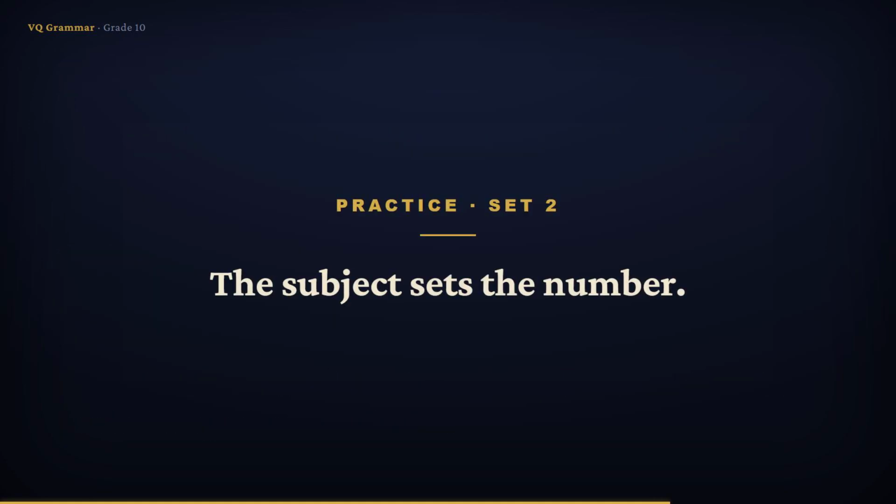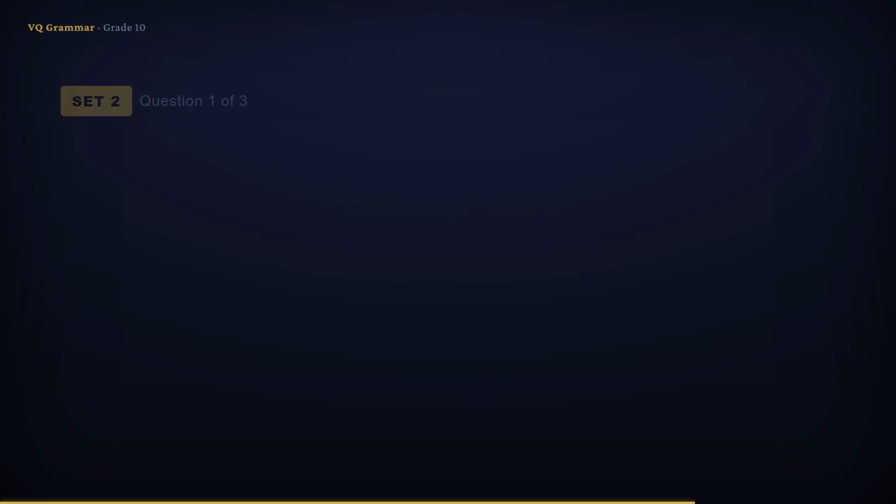In this second set, the trap is set on purpose. Each sentence parks a noun of the opposite number right beside the verb. Cover it with your hand, find the real subject, and choose. Pause and try each one before I answer.